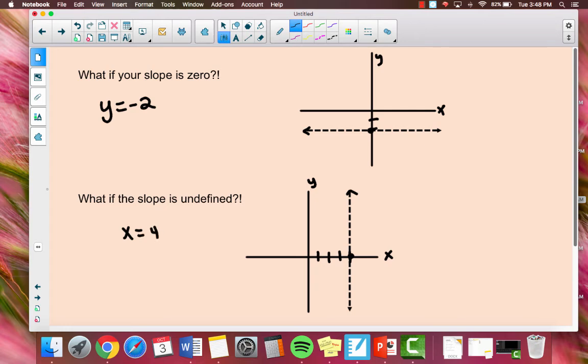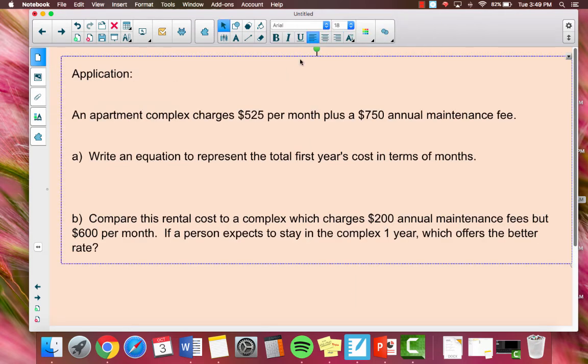So then my equation would just be x equals 4. So anytime the slope is 0 or undefined, you're just going to have y equals something or x equals something. Really short, no other variables, just one in the whole equation. Okay? And these answers can be positive or negative, so be really careful with those. Now, we're going to do this story problem and then we'll be good to go.